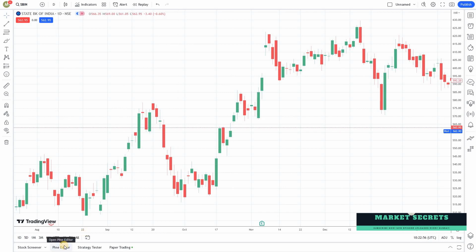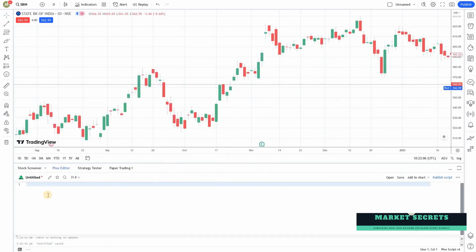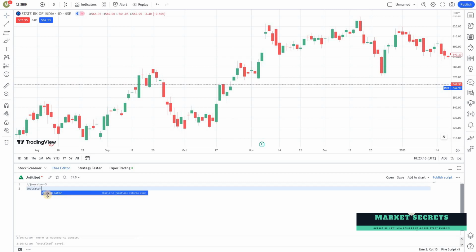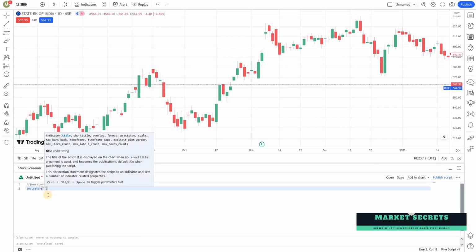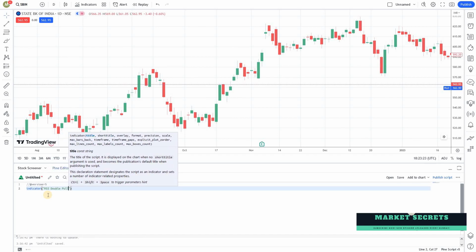Coding this strategy in TradingView is a straightforward and simple approach. So let's begin. I'm going to create the version first. So we're going to use version 5. And this is going to be an indicator, RSI double pullback. And this is going to be an overlay.